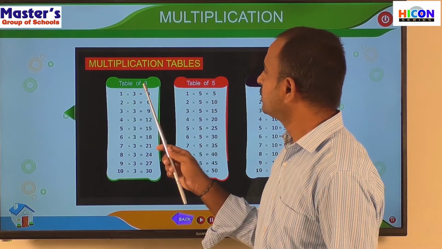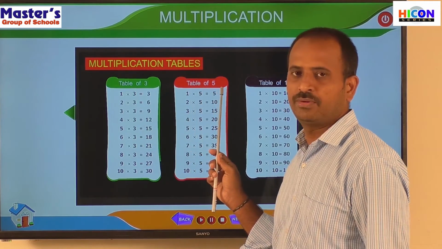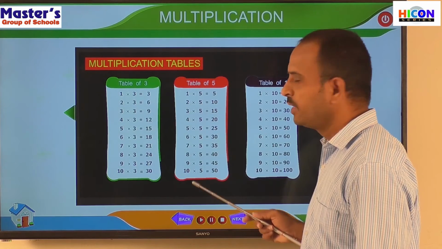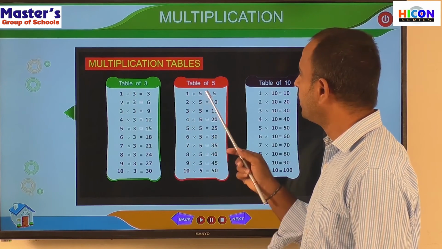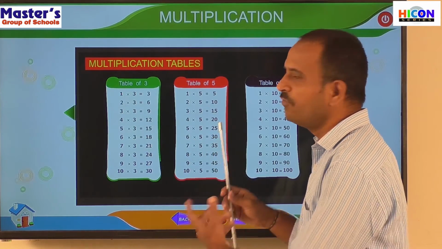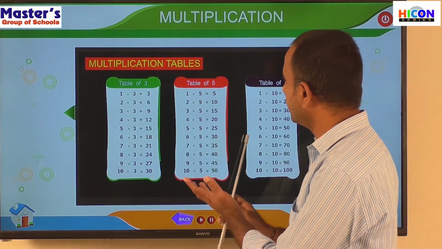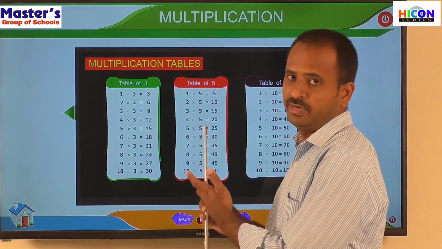Children, this is the table of 3, and see the next table, that is the table of 5. Table of 5 means multiplication by 5. Here we will multiply 1, 2, 3, 4 up to 10 by 5. How do we have to read the table of 5? In the same way as the table of 2 and table of 3, we can also read the table of 5. Look at the picture to see how we have to read it.